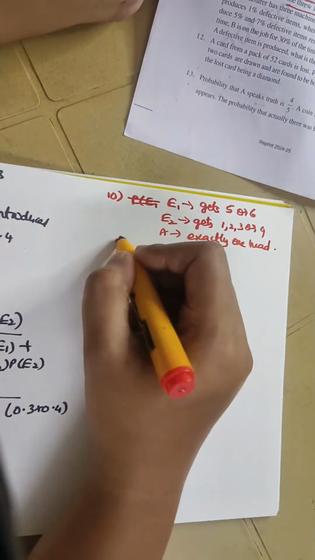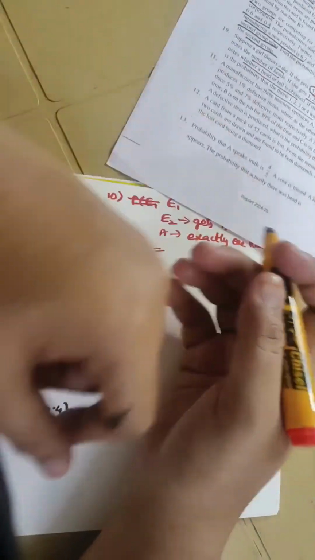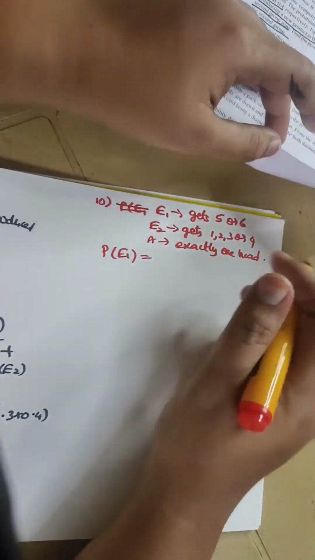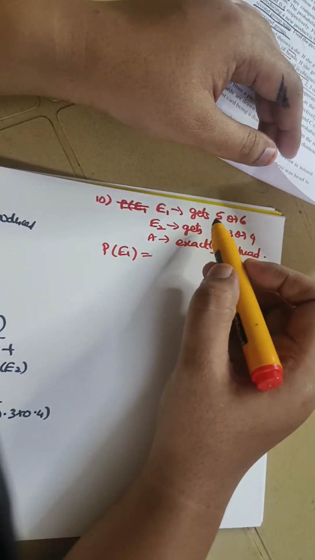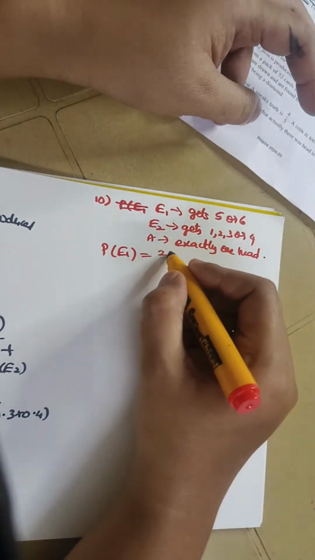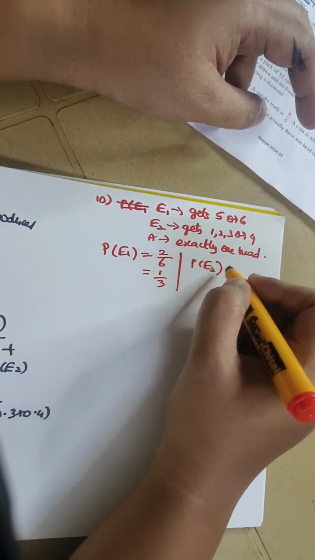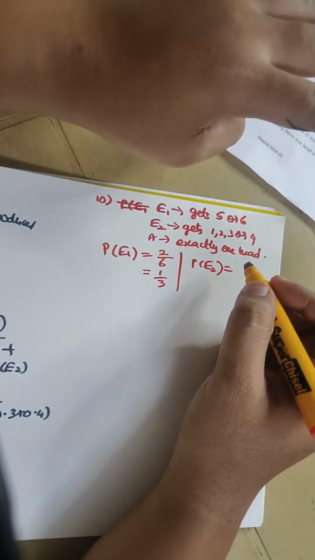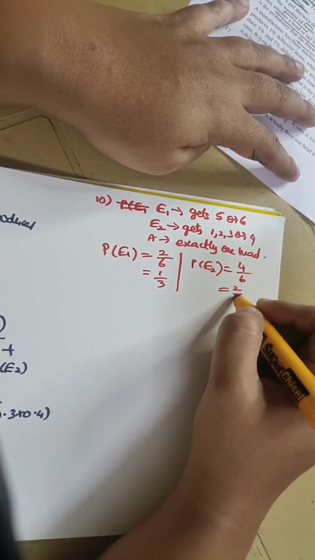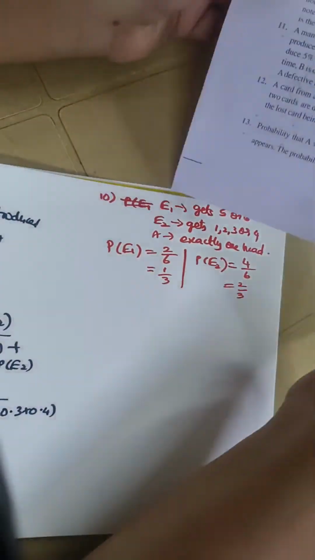Now, P of E1. Since it is a die, 1, 2, 3, 4, 5, 6, the sample space will be from 1 to 6. We need to find the probability to get 5 or 6. So the favorable outcomes are 2, total is 6. So it is 2 by 6, that is 1 by 3. P of E2, our favorable is 1, 2, 3 or 4. So 4 favorable outcomes out of total 6, that will be 2 by 3. That is the probability of getting 5 or 6, or 1, 2, 3, 4.